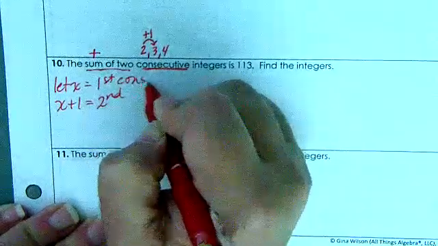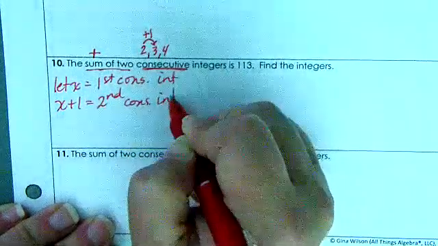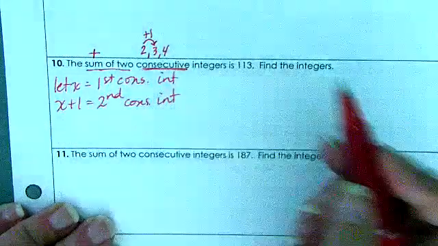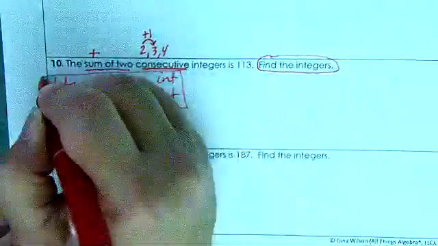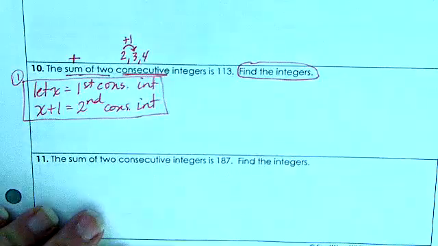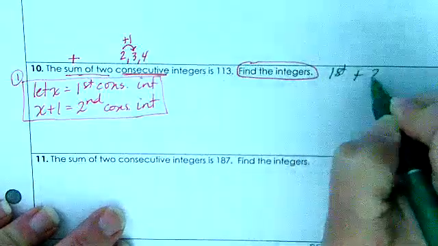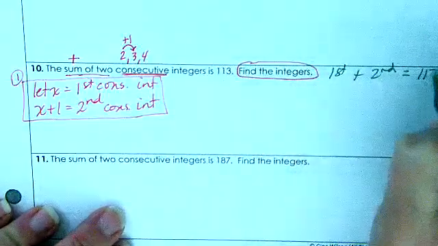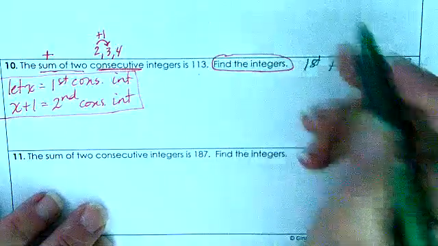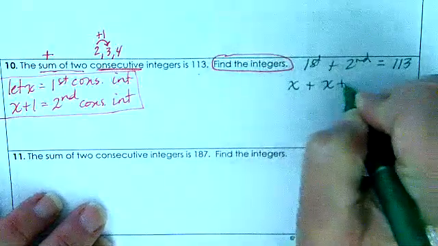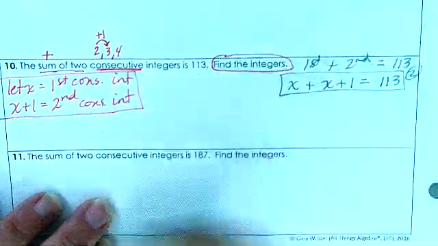So the second integer is going to be x plus 1. So the first consecutive integer is x. The second consecutive integer is x plus 1. And then it says the sum, and it wants me to find both integers. So here is part 1. And now we go on to part 2, where it's the sum of. So I'm going to be doing the first plus the second equal to 113. We're doing the first integer plus the second integer equals 113. So I'm going to have x plus x plus 1 equals 113. This is my equation, so that's part 2.